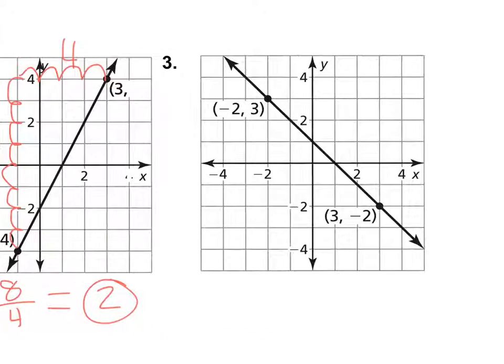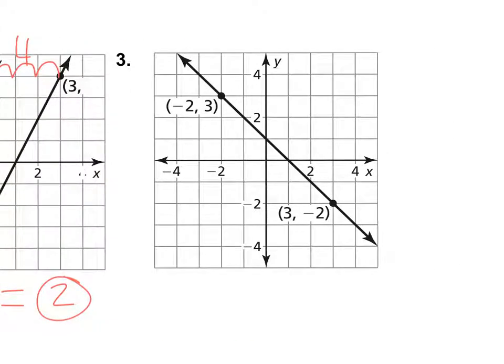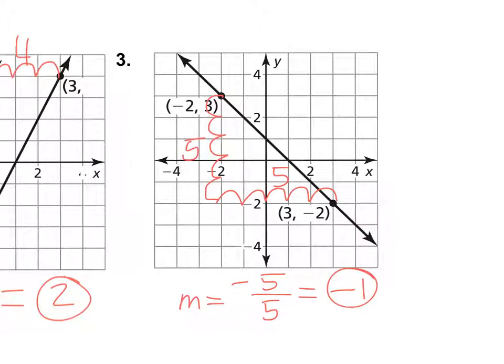All right, let's look at 3. So this time I'm counting down. So I'm down 1, 2, 3, 4, 5. And I'm over 1, 2, 3, 4, 5. So rise is 5. Run is 5. What kind of slope is it? Positive or negative? This one's negative, so I need to slap my negative on there. So negative 5 over 5 is a negative 1 for my slope, or you could leave it negative 1 over 1. Okay? All right, now let's look at our tables.